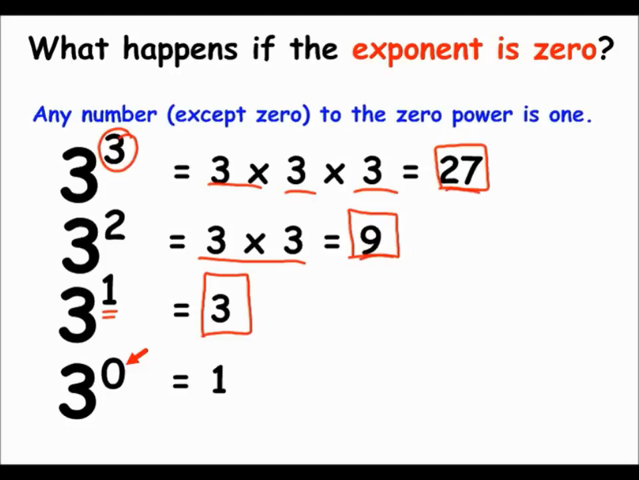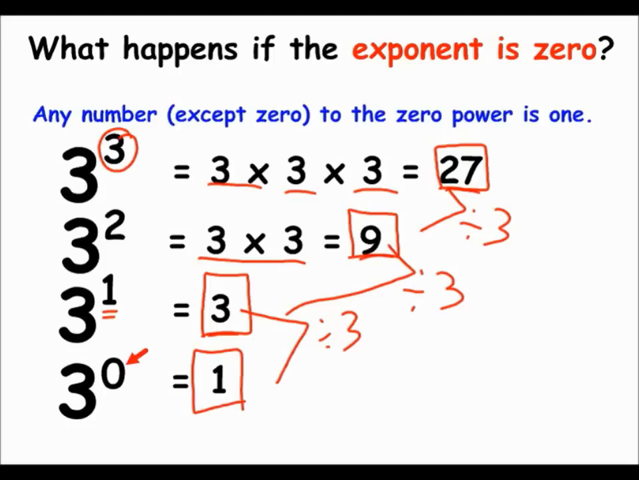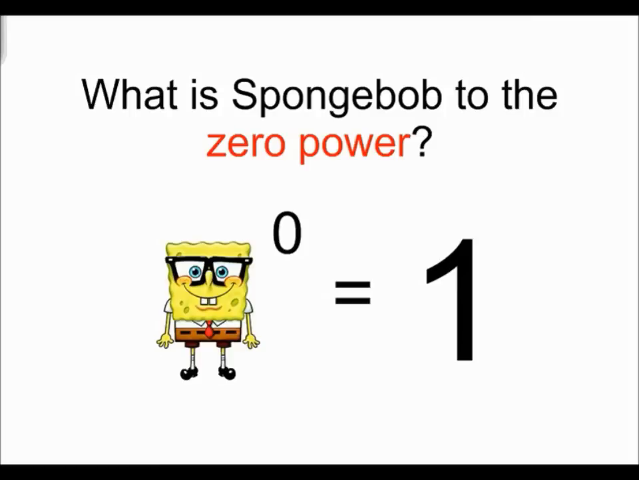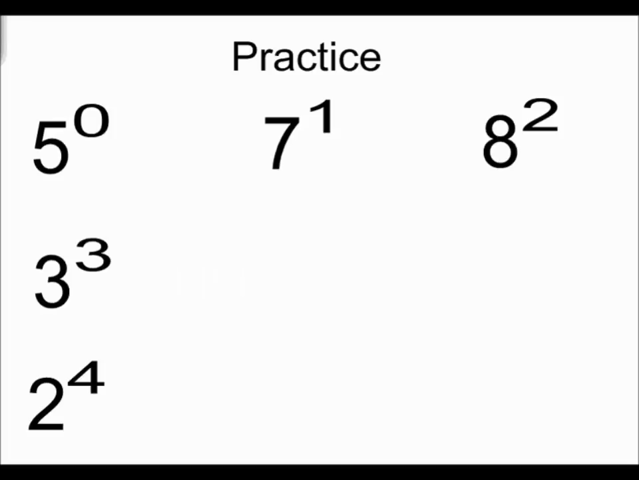Well, if you look at these 3 numbers here, what happened to 27 to make 9? Well, we divided it by 3. What happened to 9 to make 3? We divided by 3. What happens if you divide 3 by 3? You get 1. So anything to the 0 power is 1. What would SpongeBob to the 0 power be? You guessed it, 1.